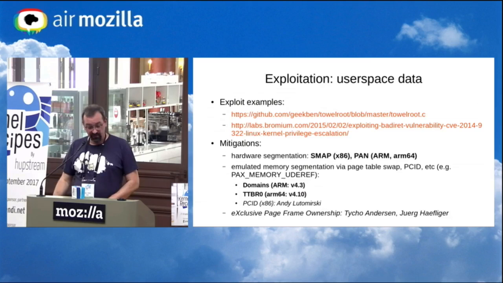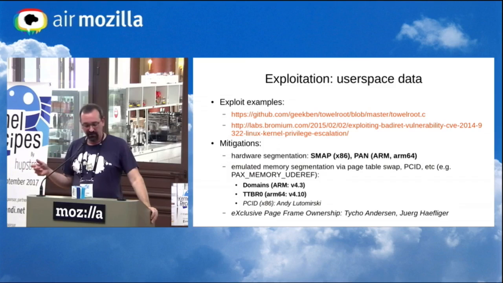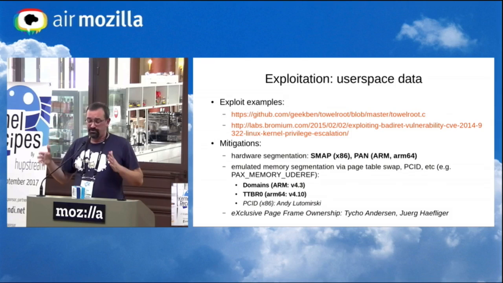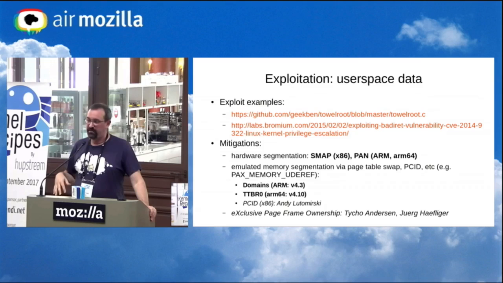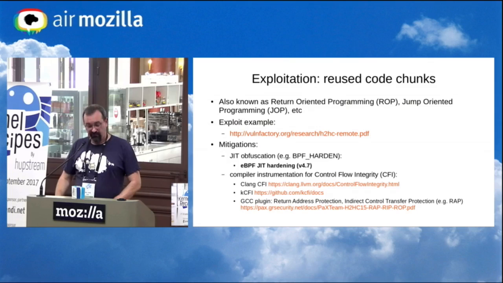Similar to user space execution is user space data. If a corrupted linked list aims off into user space memory, an attacker can build up more linked list or a structure or whatever. This is solved in a similar way. It's a slightly different hardware method, but the emulation is the same. There's some work being done on exclusive page frame ownership because on the larger architectures, you have a complete map of the physical memory in kernel space. So as an attacker, if you can figure out where their physical memory is for user space, you could just have the kernel jump into the kernel memory that represents the user space memory. So you basically have to unmap those pages out of the kernel memory if they're being mapped to user space.